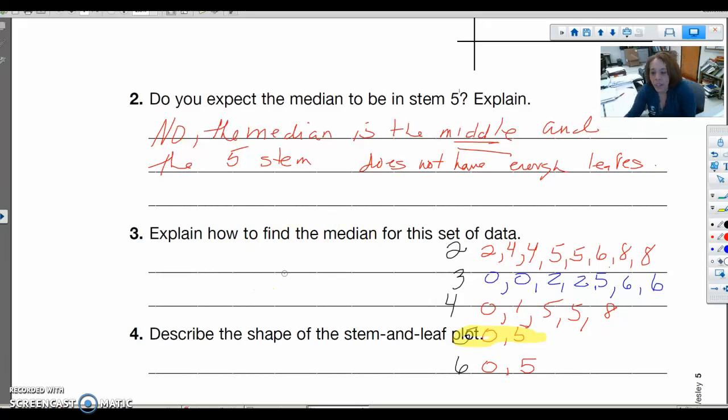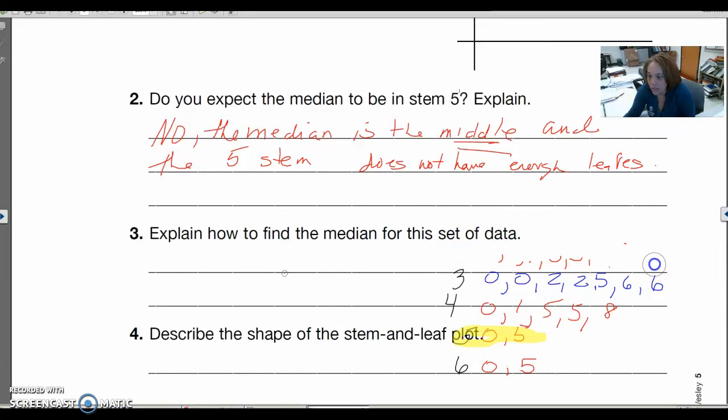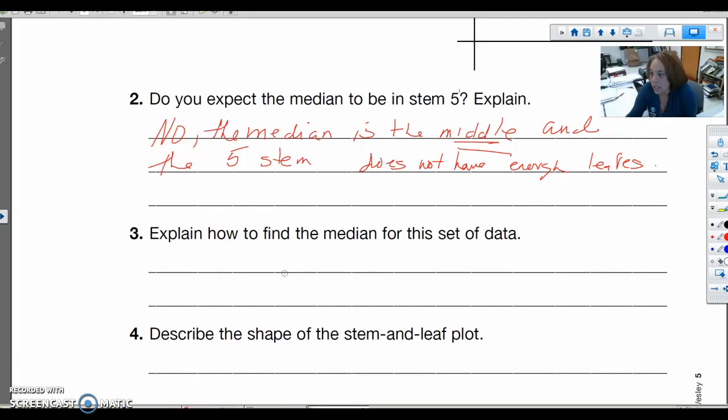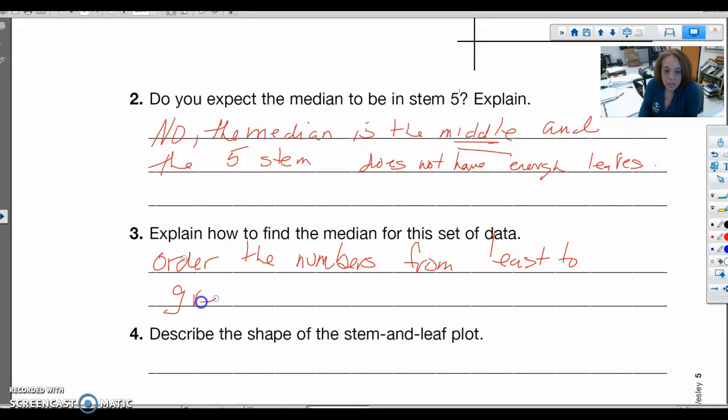So explain how we would find the median for this set of data. Well, in order to find the median, I'm going to go ahead and erase that right now so I can write here. We would order these from least to greatest, and that's actually how we set it up. So you would actually count straight through. Order numbers from least to greatest and find the middle one.